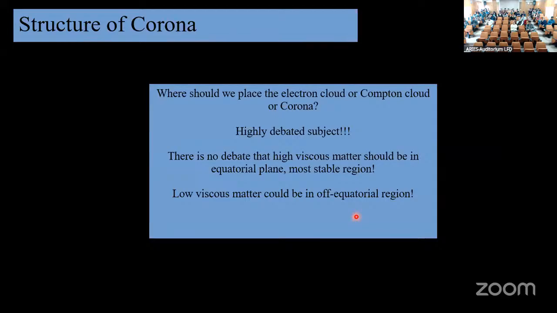Now, just as I said earlier, your Compton cloud shape or corona or whatever it is, it's highly debated. But the takeaway message is there's no debate that highly viscous matter should be in the equatorial plane, and low viscous matter could be off the equatorial plane. Because of the stability, the Keplerian plane will provide the most stability. So high density, highly viscous matter we would like to stay there, and low viscous matter will spill out. So there's no debate about that.